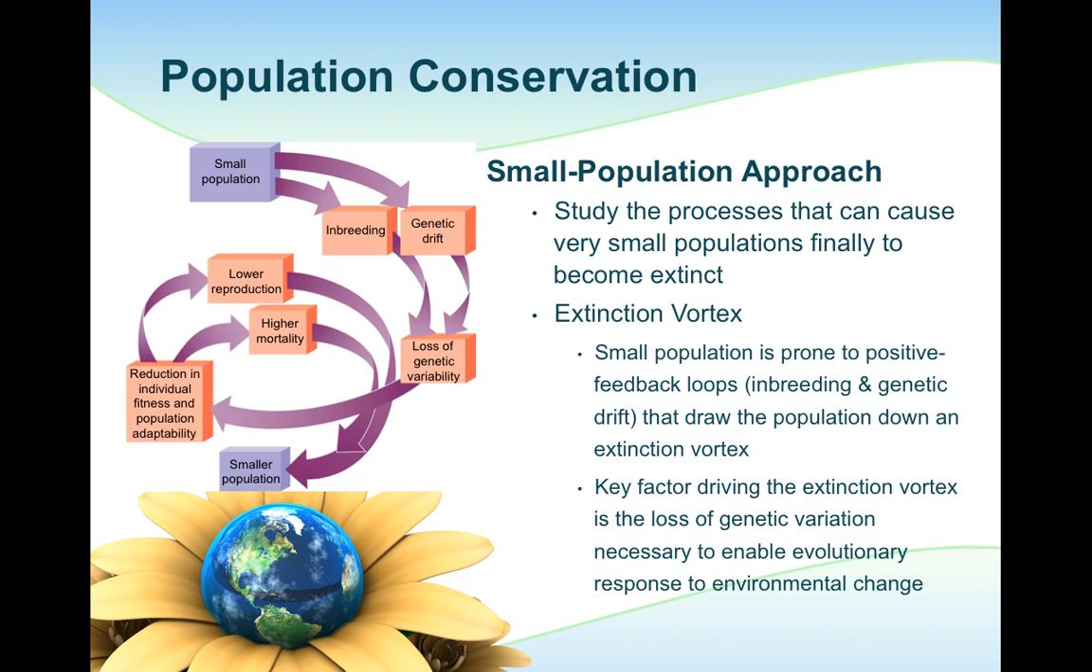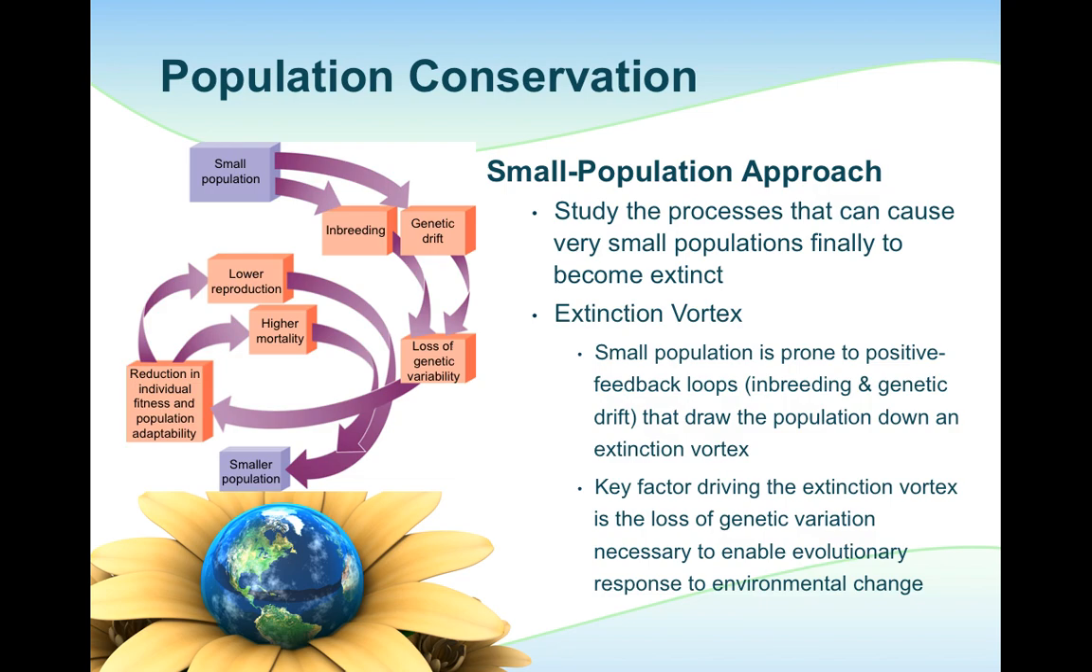One of the hallmarks of this particular approach is looking at what they call the extinction vortex. The smaller the population size becomes, the more susceptible it becomes to major positive feedback loops that draw them into increasingly smaller population sizes and ultimately to extinction.